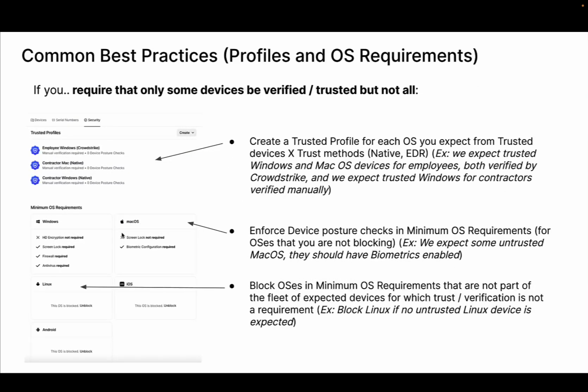And again, if you want to do a mix of both, then it's a question of creating both. What operating systems do you want to let in that are not going to be verified, and then block the rest? What operating systems do you want to let in that are verified? Create one trusted profile per. Pick the verification method for both trusted profiles and minimum OS requirements. Pick what device posture checks you want to implement, and off you go.